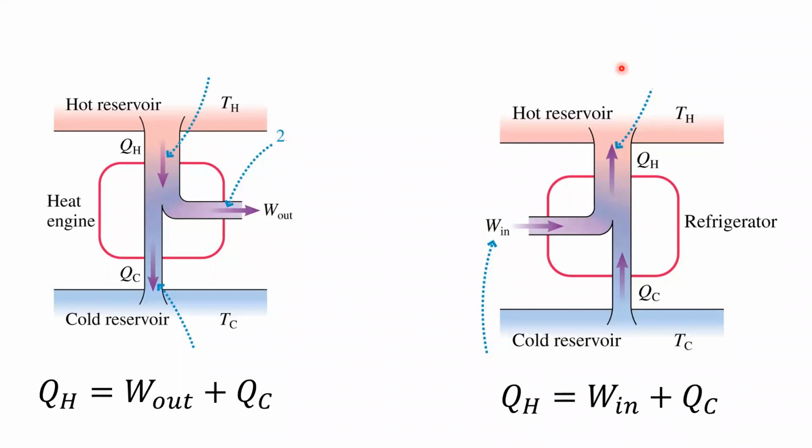Just to refresh your memory one more time, this is what a heat engine does. QH is drawn from the hot reservoir. Some of it's useful output work, some of it is dumped as exhaust heat. A refrigerator takes heat from QC, and in combination with the input work, they both get dumped into the air of your kitchen.